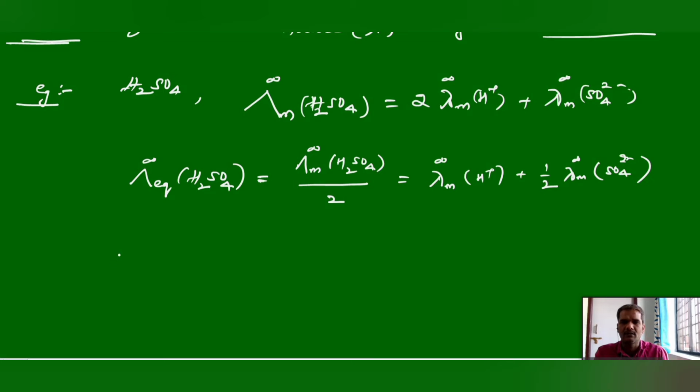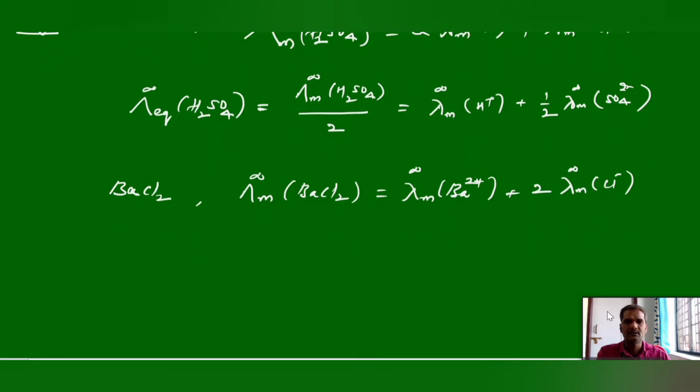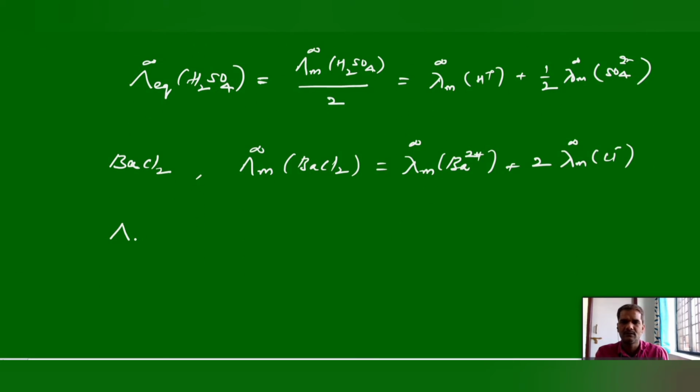Similarly, let me take barium chloride, one more example here. Same, molar conductance at infinite dilution. This is 1:2 type. Then lambda molar conductance of barium 2 plus ions at infinite dilution. Here two chlorines are there. So, 2 times the molar conductance of Cl minus.